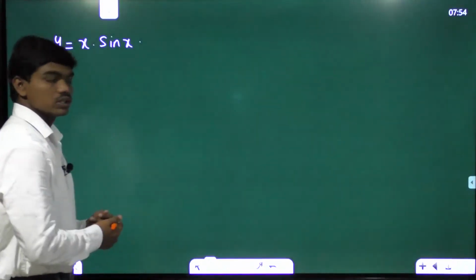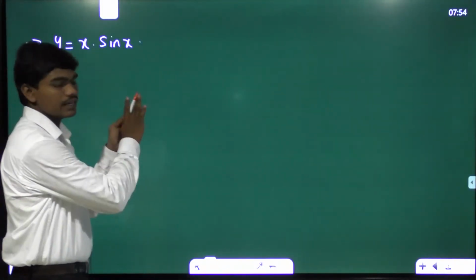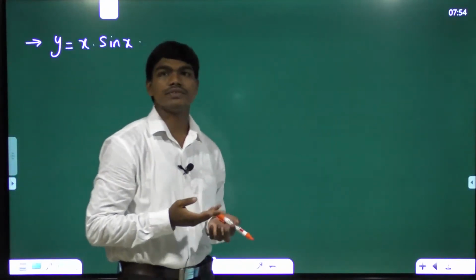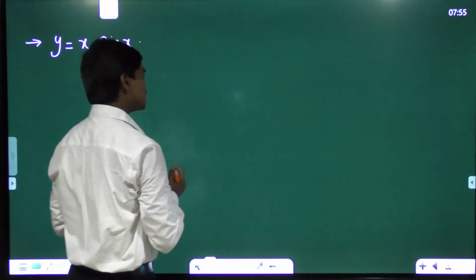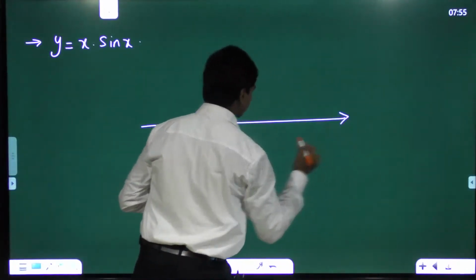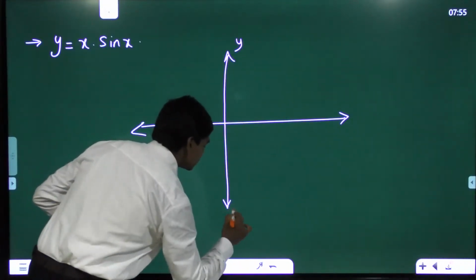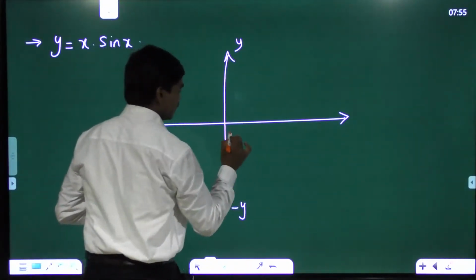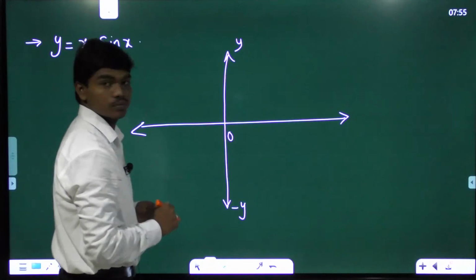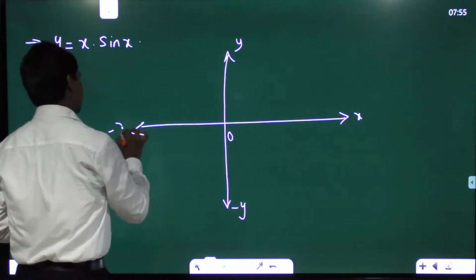Now, I hope you have given enough time on this. First of all, to trace any curve, x into sin x is not a curve which we deal with very often. So to trace this curve, let us follow our standard procedures. First of all, set up the axis. And this is minus y. Now, this point could be 0. And of course, this is your positive x-axis and this is the negative x-axis.